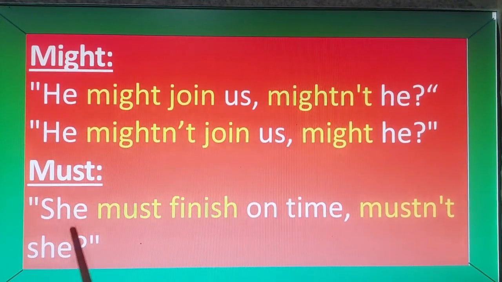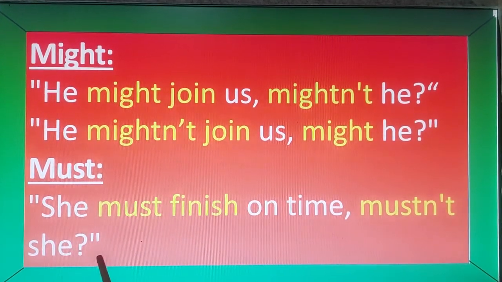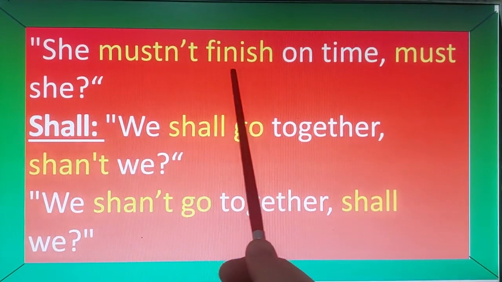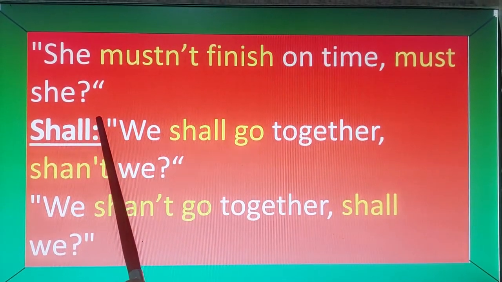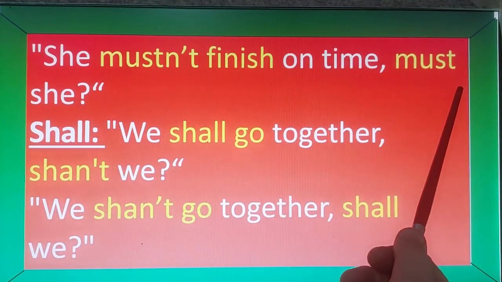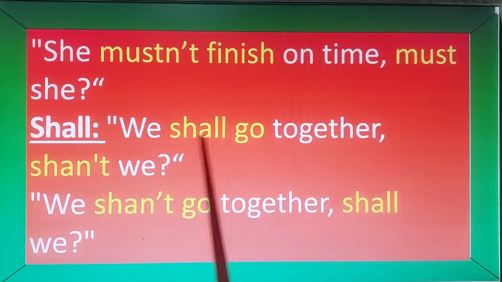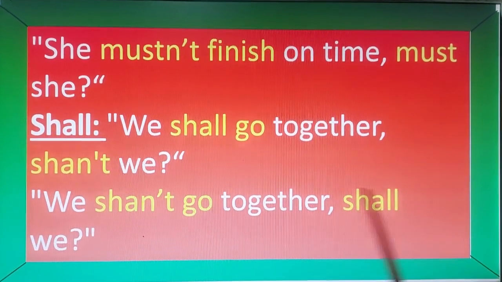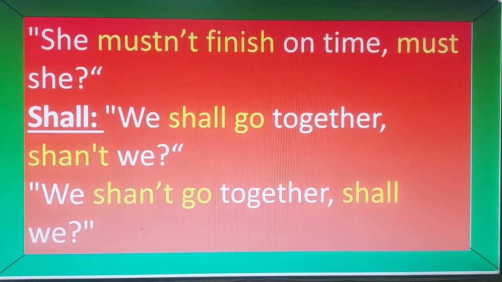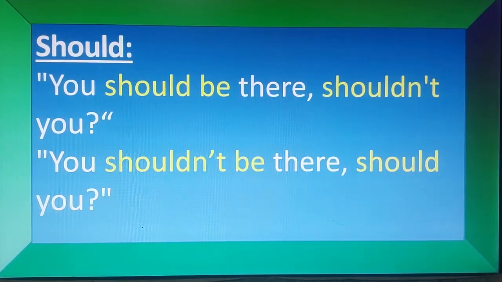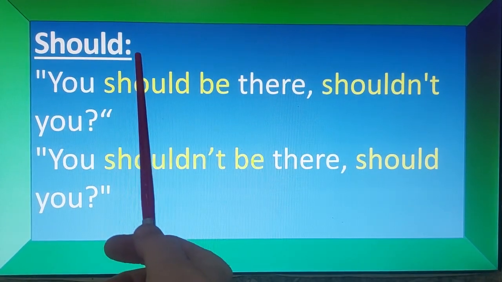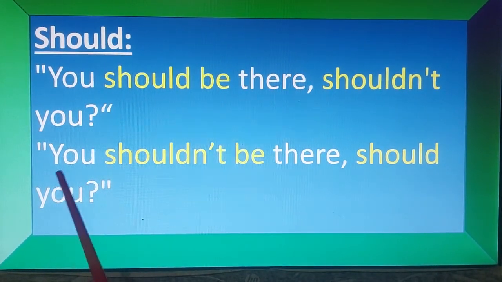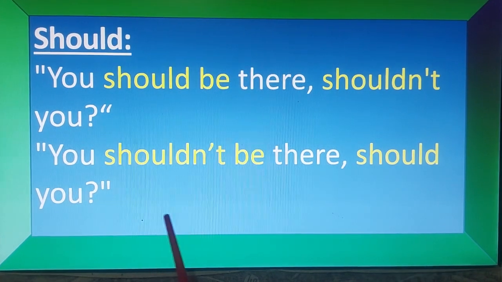The same for must. She must finish on time, mustn't she? She mustn't finish on time, must she? Negative, positive. Shall. We shall go together, shan't we? We shan't go together, shall we? Another modal verb, should. You should be there, shouldn't you? You shouldn't be there, should you?